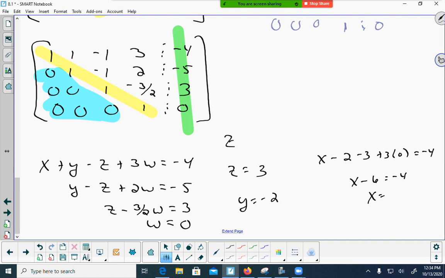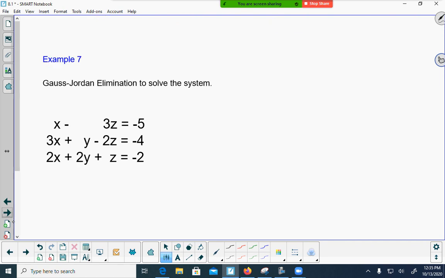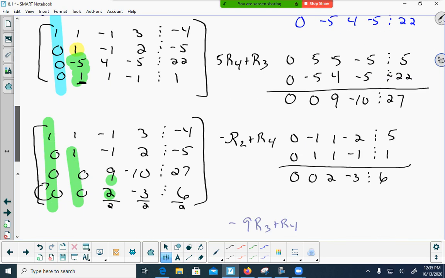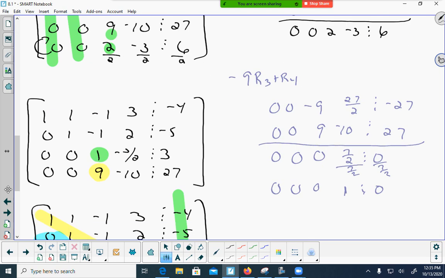I get x is equal to... Oh, that's a 5, isn't it? X is equal to 1. So 1, negative 2, 3, 0. That's not bad, right? Well, just imagine how fast you'll get. Okay. All right.